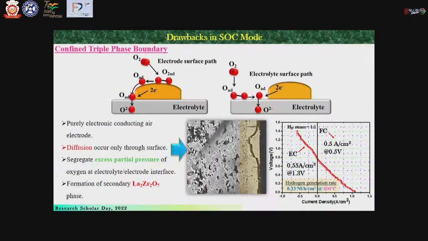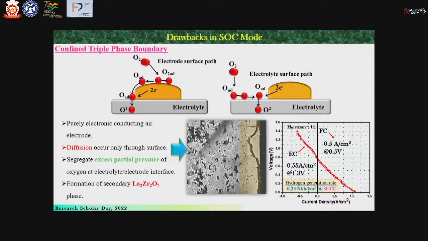Now, the major drawbacks of this air electrode in the solid oxide cell mode of operation is their confined triple phase boundary, where the diffusion occurs only through the electrode surface or to the electrolyte surface, and thus the delamination of the air electrode layer took place due to the excess partial pressure of oxygen at the electrode-electrolyte interface, and thus reduces the performance in the FC mode and also in the EC mode of operation.